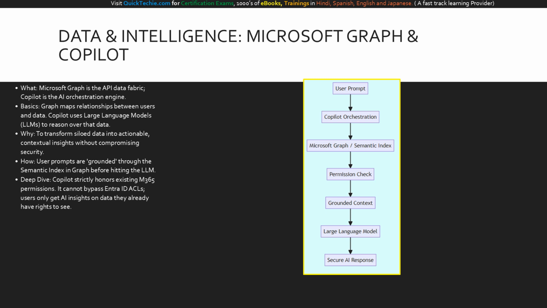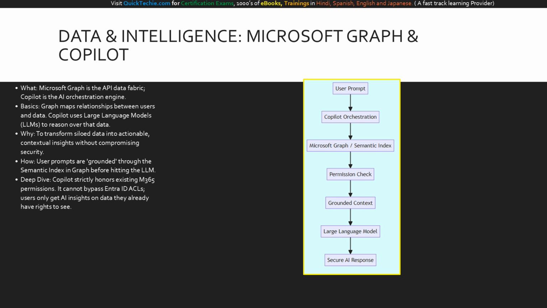Copilot uses large language models to generate responses, but an LLM alone isn't enough. When a user asks Copilot to summarize my project, the orchestration engine uses the semantic index in Graph to ground the prompt. It fetches the exact emails, chats, and documents relevant to that user.